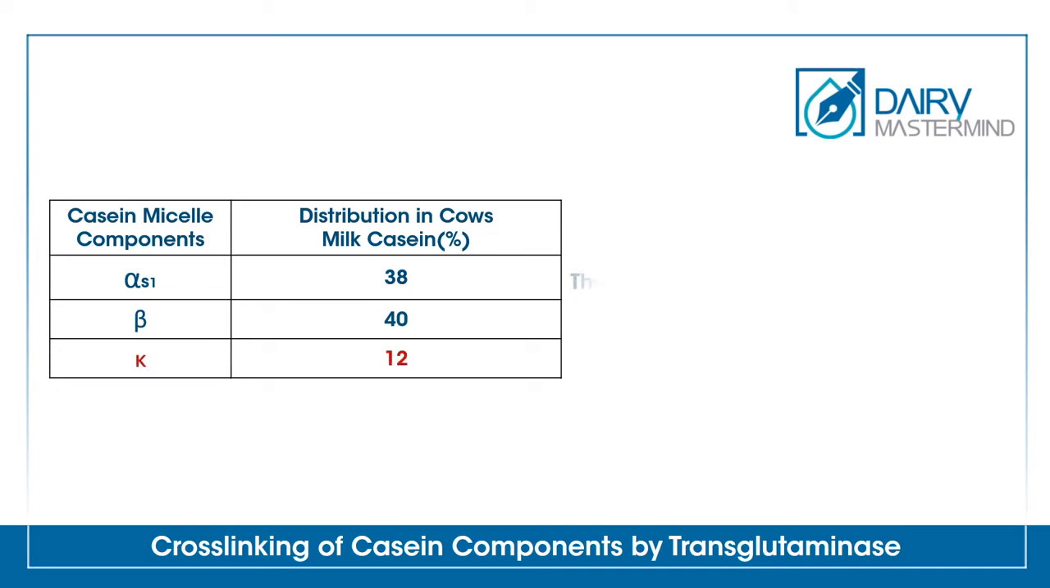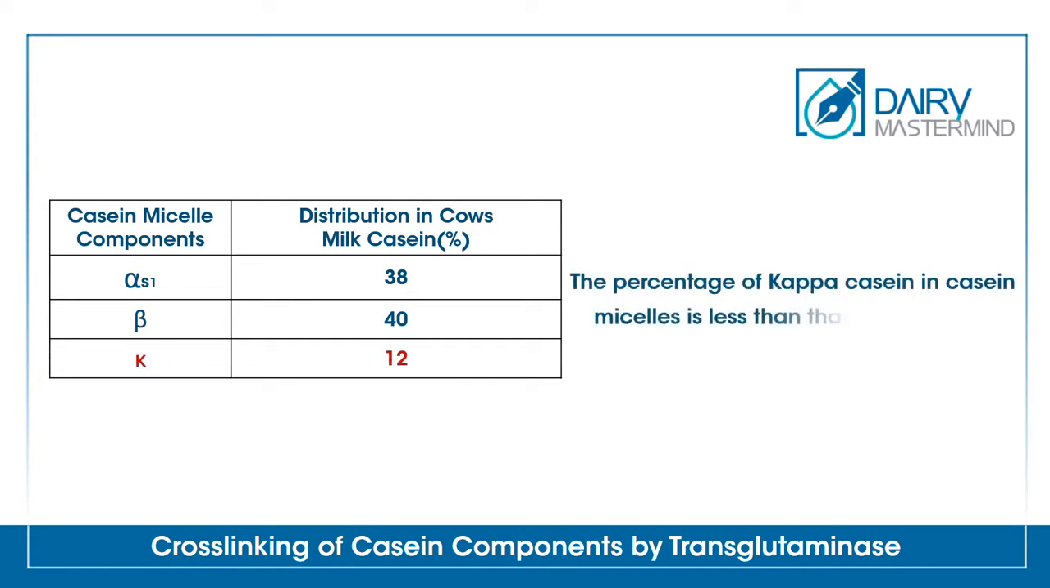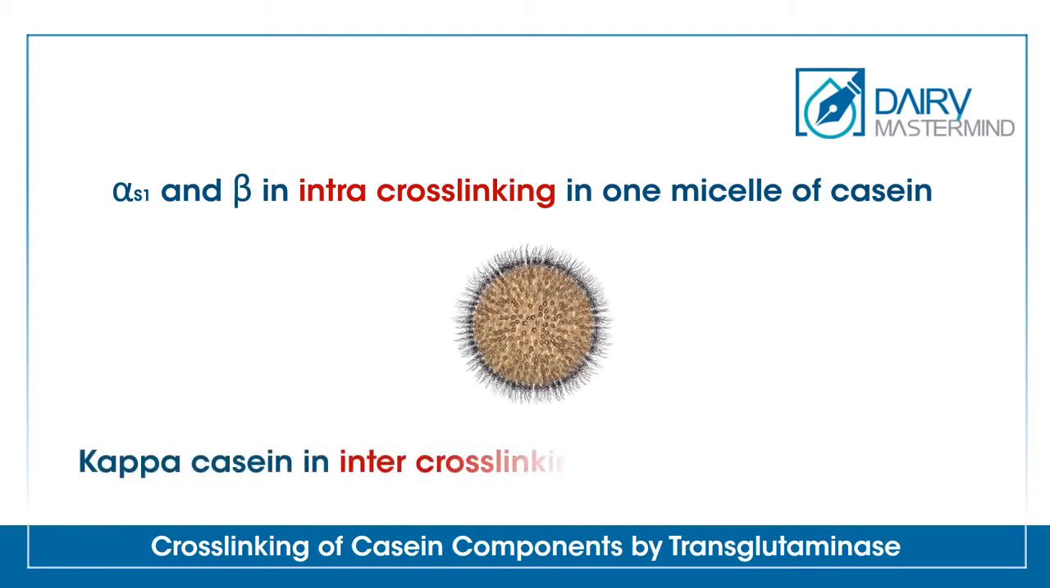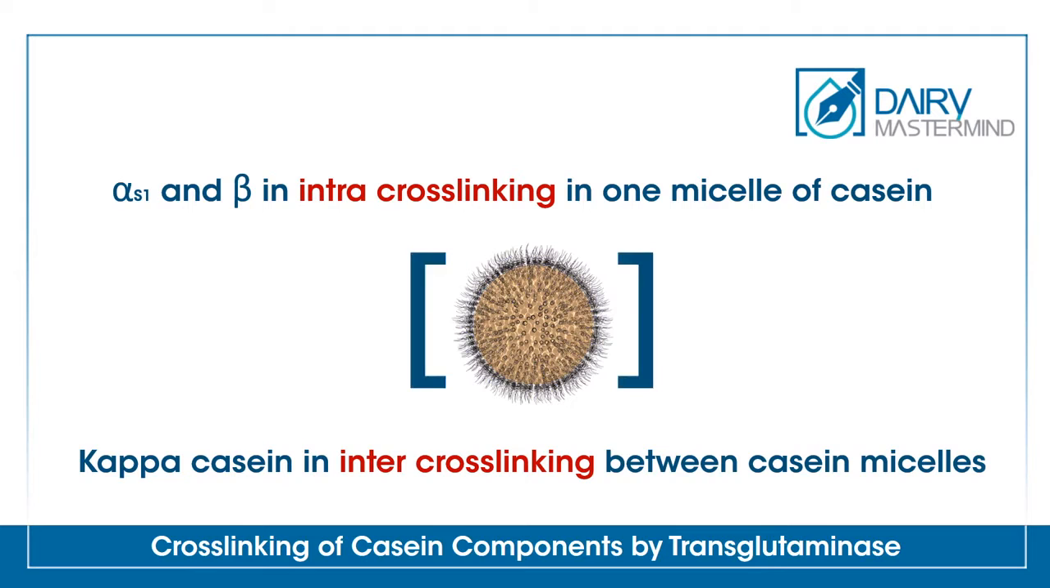On the other hand, the percentage of kappa casein in casein micelles is less than that of beta and alpha S1. As a result, alpha S1 and beta casein are more important in creating intra-crosslinks, and kappa casein is involved in inter-crosslinking due to its greater exposure in the casein micelle when we have intact casein.